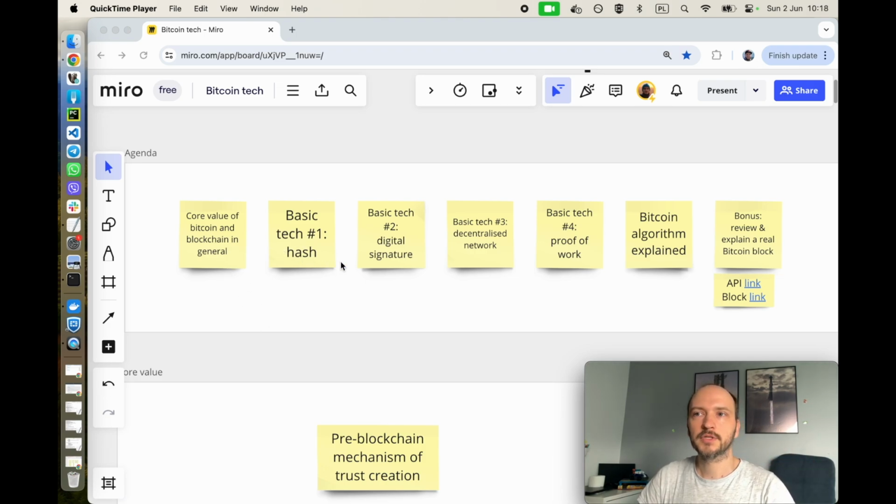Then I will explain several basic technologies of Bitcoin: hash, digital signature, decentralized network, proof of work. And then, using all this knowledge, I will explain the Bitcoin algorithm, how it works step by step. And in the end, as a bonus, there will be a review of a real Bitcoin block. I will show you its inner structure, and where you can get it and how you can review it, so that you will be able to analyze it as basically a data set if you want. So let's start.